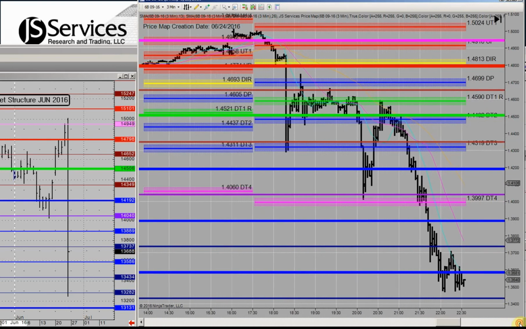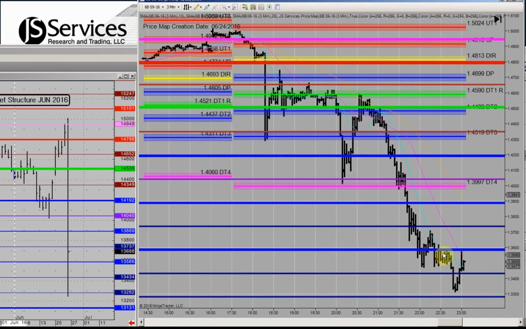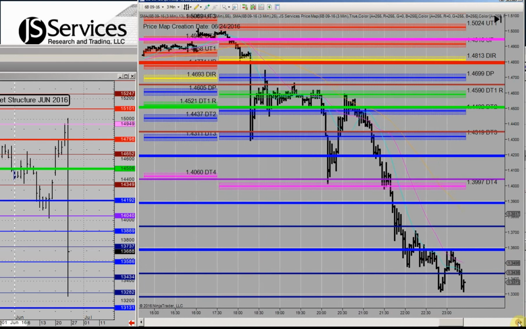And we can see it's starting to work some of its other structure. It's below the DT2 on the monthly. It should continue to maintain this negative price structure, this emotional sell-off. We're just looking at price stair-stepping down the price map. So as we take out this level here, we'd anticipate that to continue. And we should stay below this DT2 level on the monthly, and the market does.